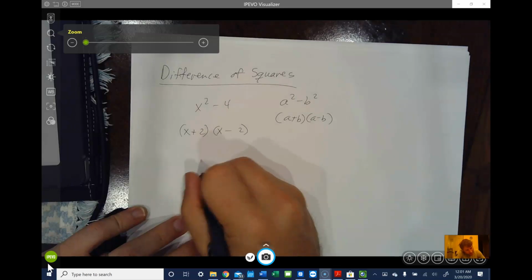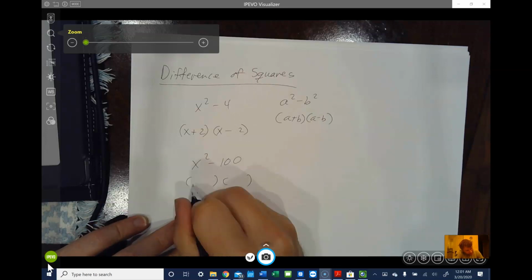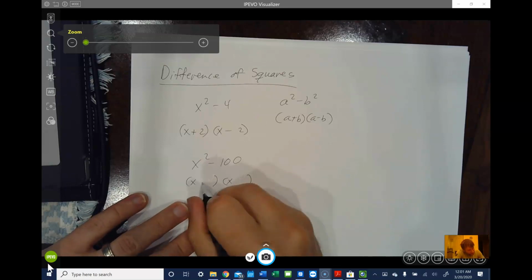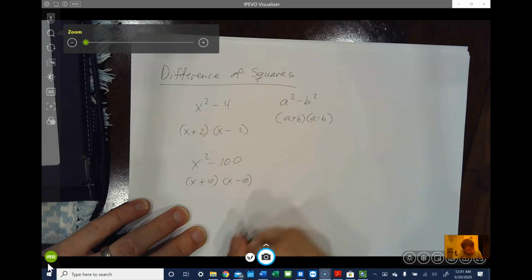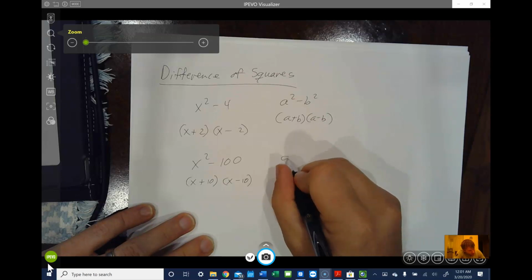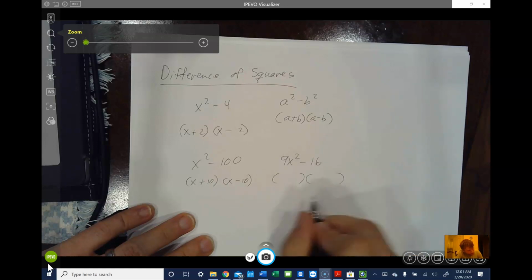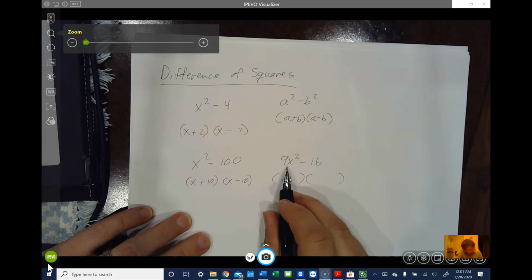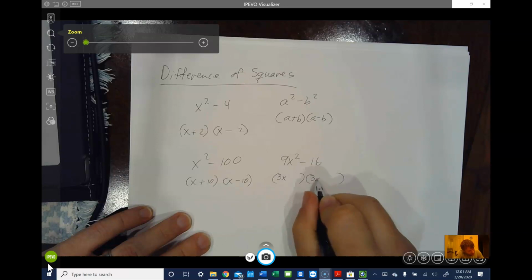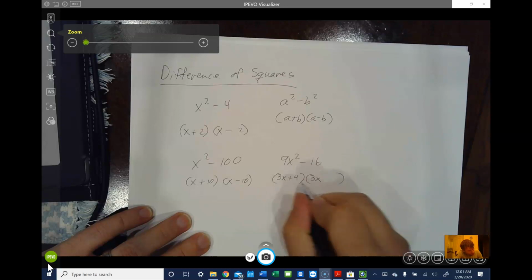Let's do another one. Let's say you had x squared minus 100. What's the square root of x squared? x and x. What's the square root of 100? 10 and 10. So plus 10 and minus 10. Pretty simple. Let's say you had 9x squared minus 16. Again, what multiplies with itself to get 9x squared? 3x times 3x. What multiplies with itself to give you 16? 4 and 4. So plus 4 minus 4.